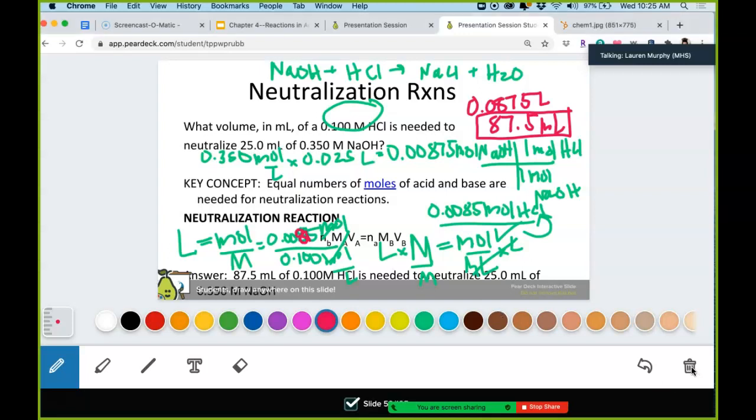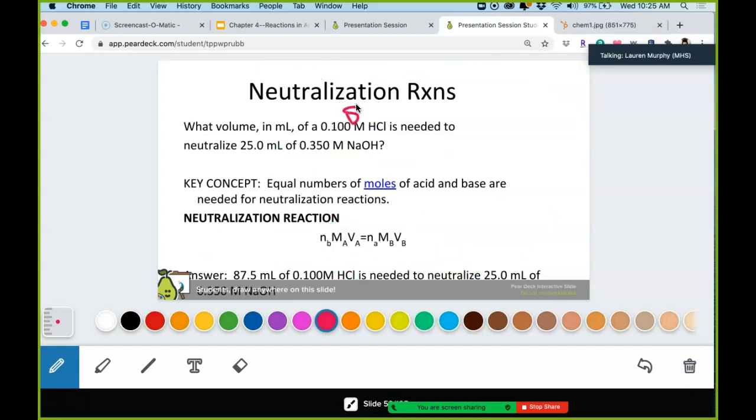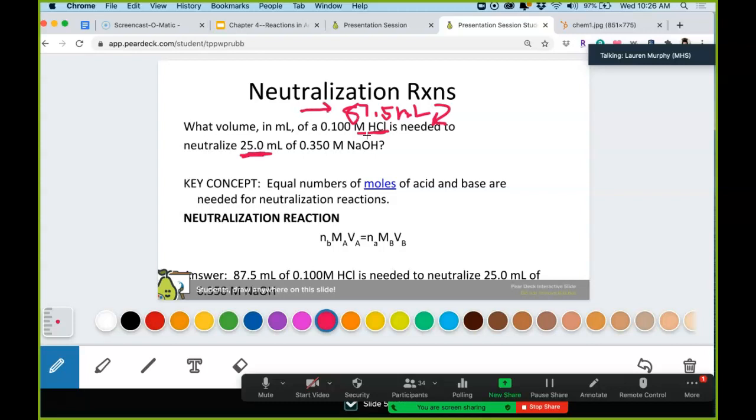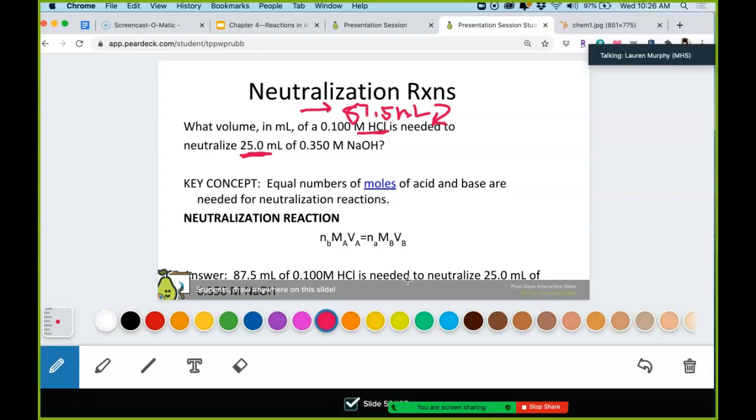So I'm going to delete all this. We needed 87.5 milliliters of hydrochloric acid to neutralize only 25 milliliters of base. Why is that? Why did I need so much more acid than I had of base? Because that's how much the reaction requires, but why? Look, I only had 25 milliliters of base, yet I needed 87.5 milliliters of the acid to neutralize it. Why is that?